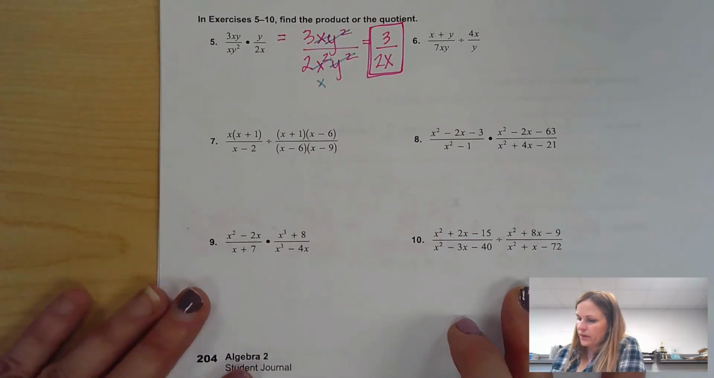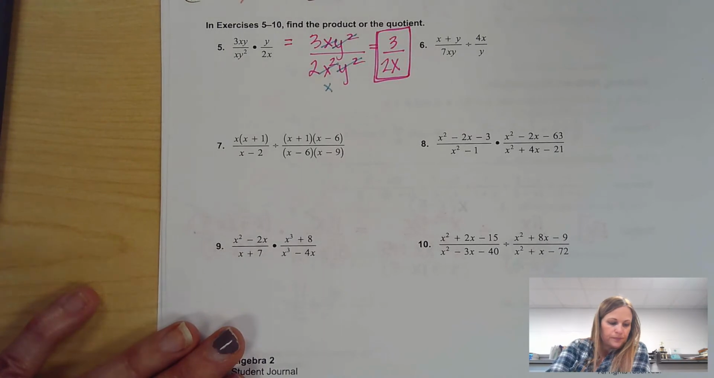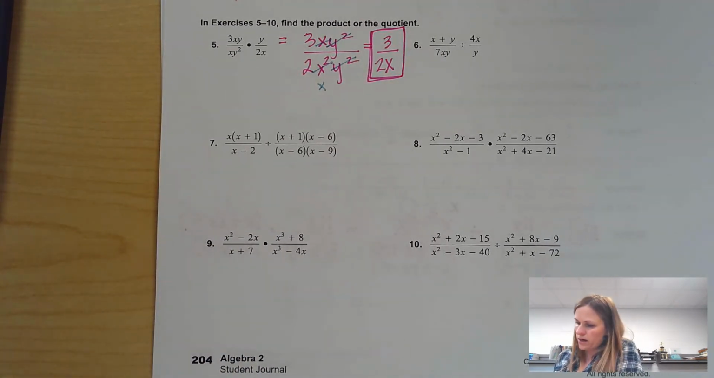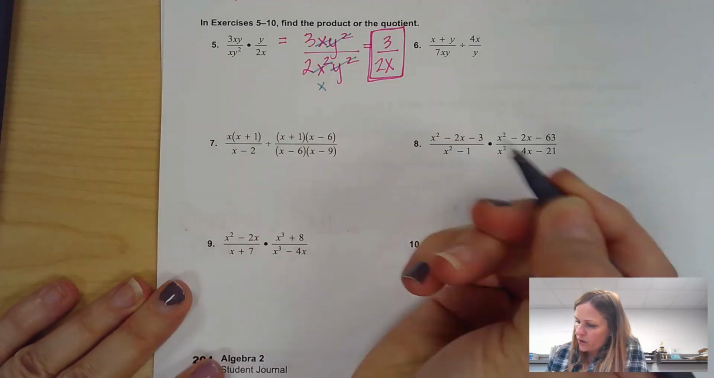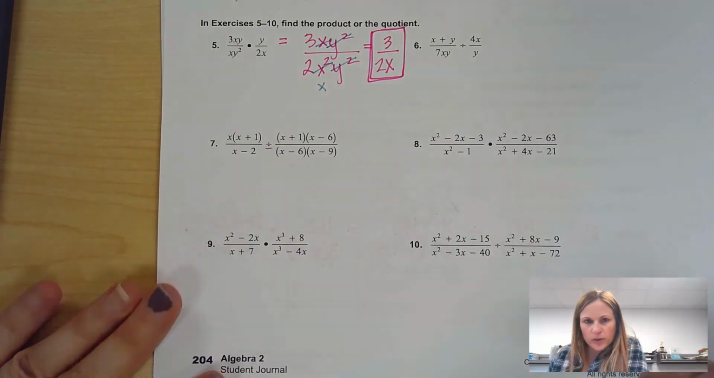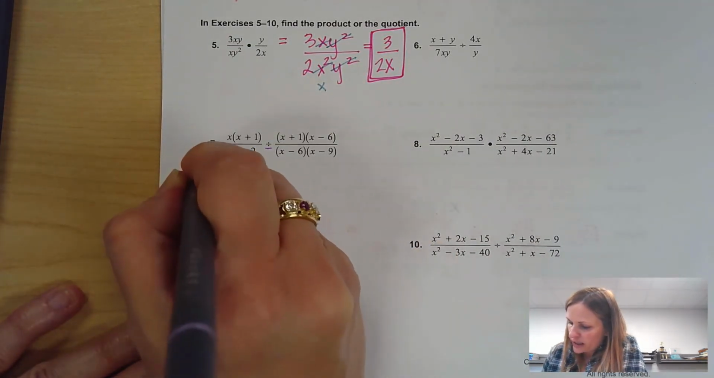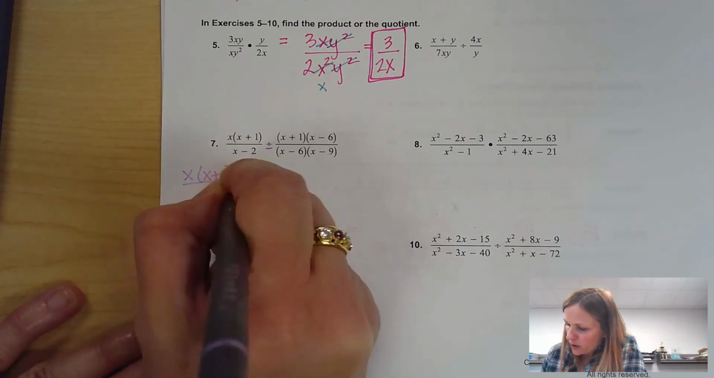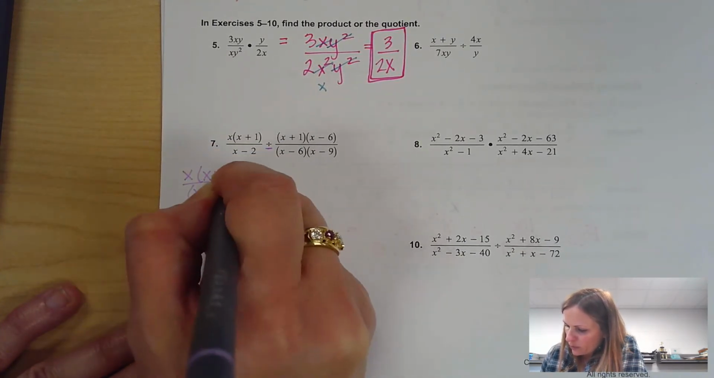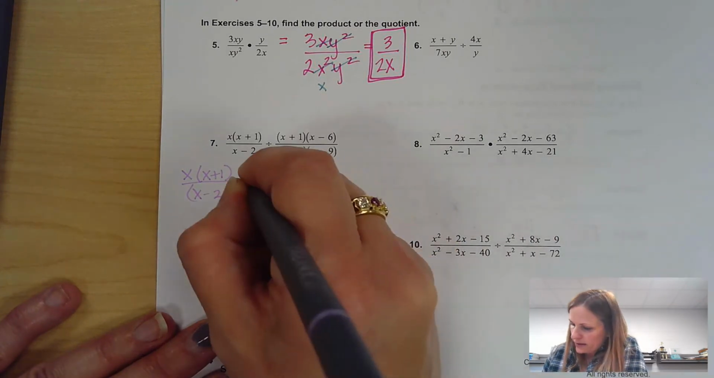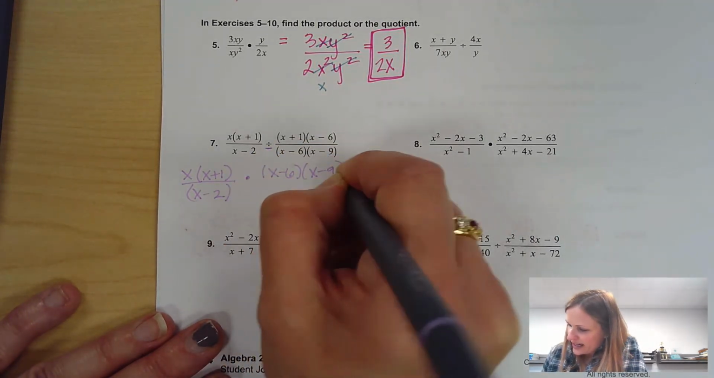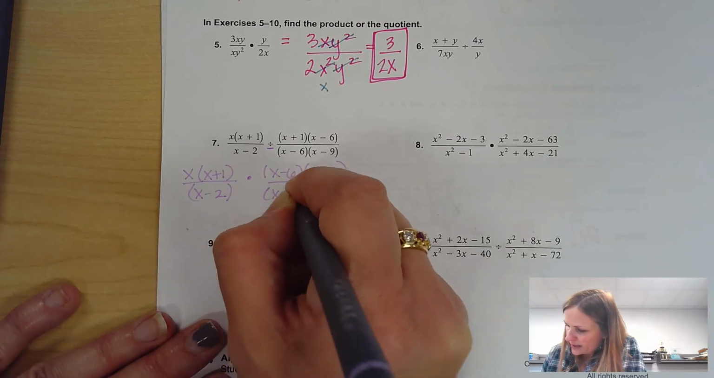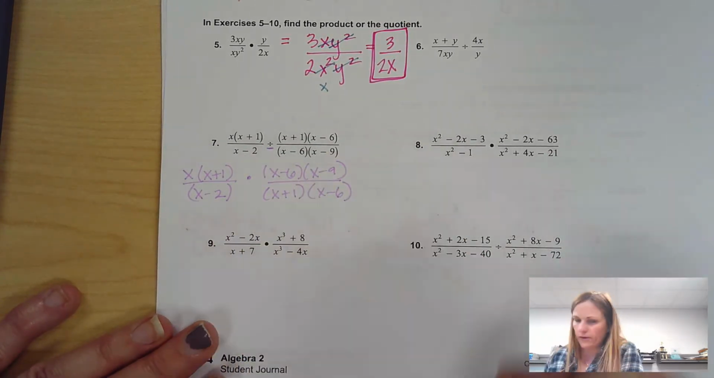Let's try number 7. This one is a division problem. On this one, it is already factored for you, which is kind of nice, so we can skip that step. We can go ahead now and just change this to multiplication. I'm going to write that in parentheses just because it's easier for me to think of them all in parentheses. I'm basically flipping the second fraction is all I'm doing here.